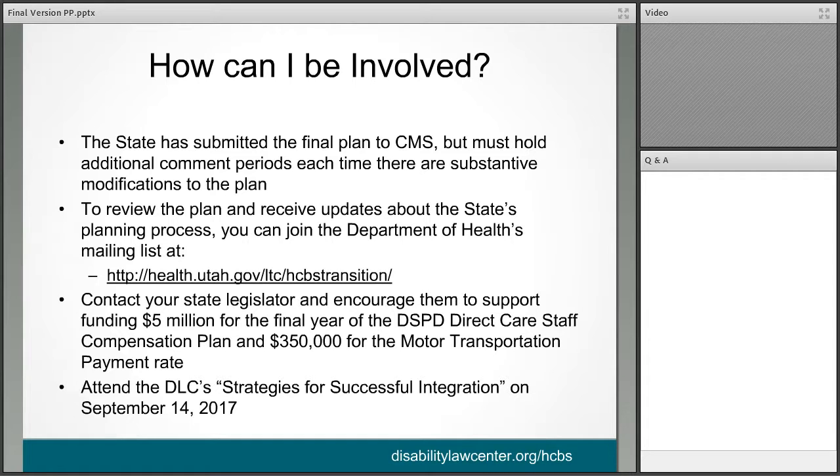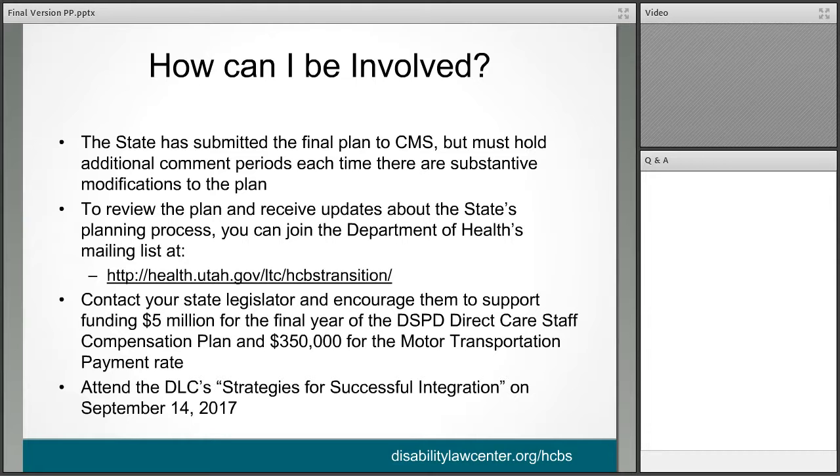So a question that we get fairly frequently is, how can I be involved if I have thoughts, concerns, or comments about this process? So we've tried to outline a few different ways that folks could become involved. The state has submitted the final plan to CMS, but must hold additional comment periods each time there are substantive changes or modifications to the plan.